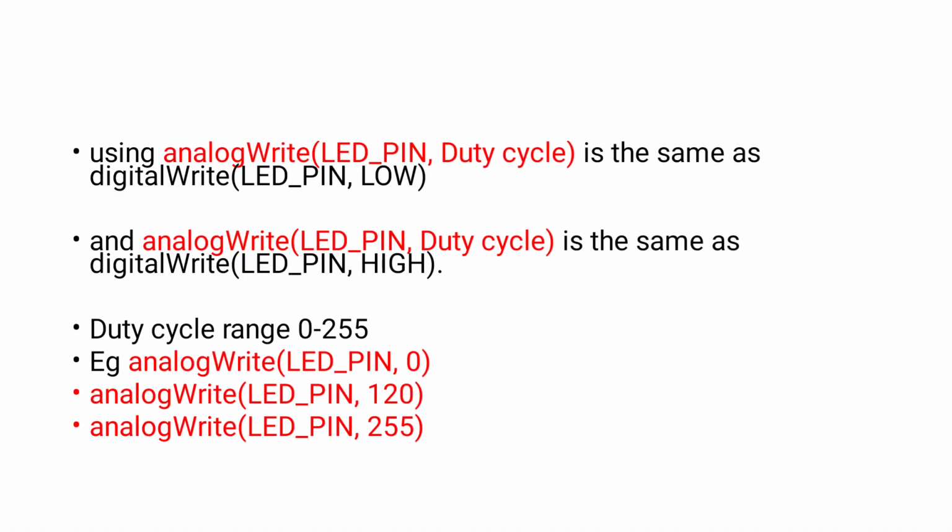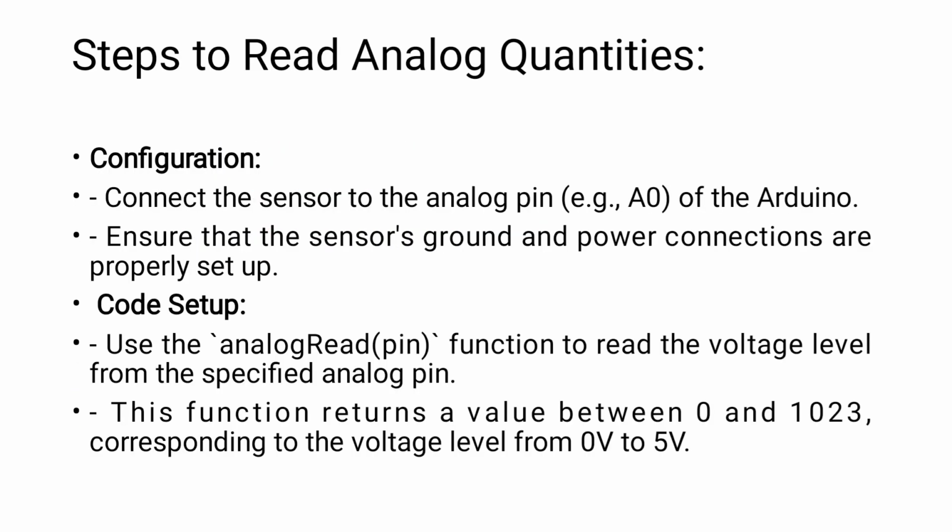analogWrite with duty cycle 0 is the same as digitalWrite LED pin LOW. analogWrite LED pin with full duty cycle is the same as digitalWrite LED pin HIGH. Duty cycle ranges from 0 to 1. That's what we call PWM. So analogWrite LED pin 0, analogWrite LED pin 120, analogWrite 255.